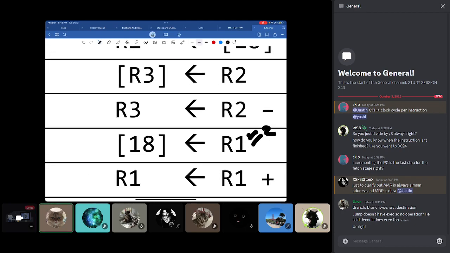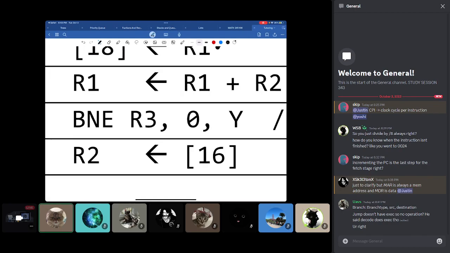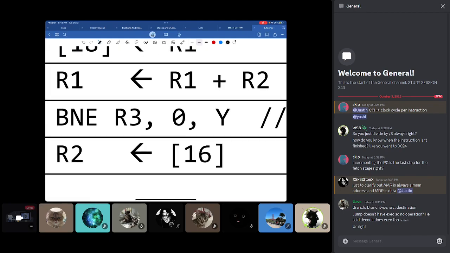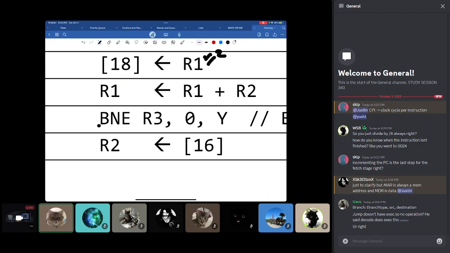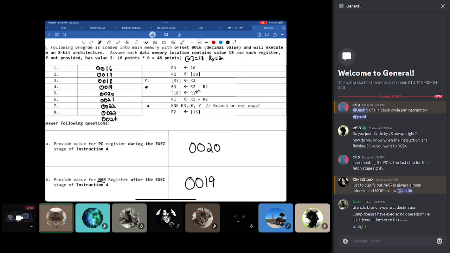And that's stored into R3, meaning that R3 is equal to 0. So we're not going to do a branch here because it's saying we want to branch if they're not equal. If they're not equal, then we're going to branch to label Y. But since it's not, we don't. Okay.